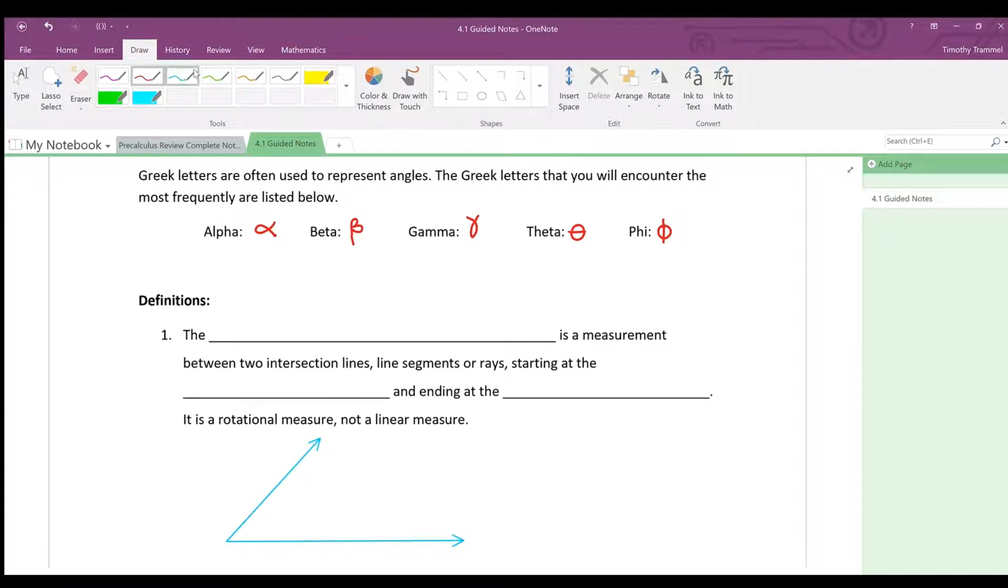All right, and let's move on to our first definition. Okay, so the measure of an angle is a measurement between two intersecting lines, line segments, or rays starting at the initial side, so not a very creative name, and ending at the terminal side.